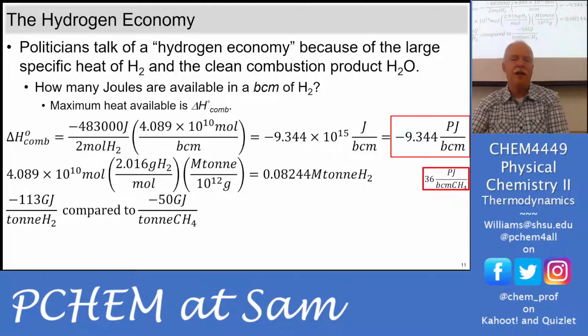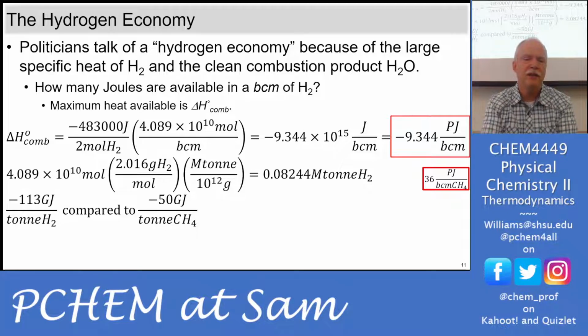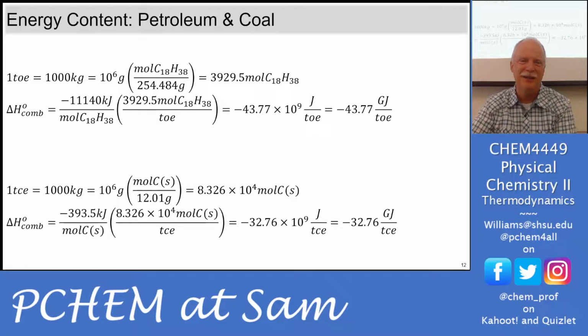And so let's talk about the hydrogen economy. How many joules do we have in hydrogen? Well, we could just take the hydrogen molecule, the enthalpy of formation for that, and its enthalpy of combustion, and we end up with 9.3 petajoules per billion cubic meters of hydrogen. We could compare that then to the volume of methane, which you can put so much more in a given volume. You've got twice the amount of hydrogen, and you've thrown a carbon in there. And so it's 36 petajoules per billion cubic meters of methane. So methane beats hydrogen bad. So methane's the way to go.